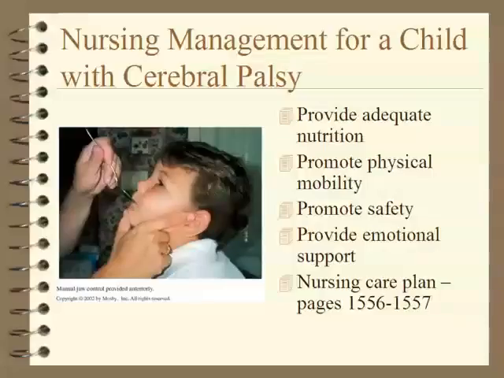Safety issues come into play. I mentioned earlier the increased incidence of seizures in children with CP, so seizure precautions are always appropriate in this instance. The gait difficulties may increase the likelihood of falls in this population. Emotional support for the child as well as the parents. Again, this is a chronic illness. This is not something the child will outgrow. They're probably always going to have some clinical manifestations of CP throughout their life.